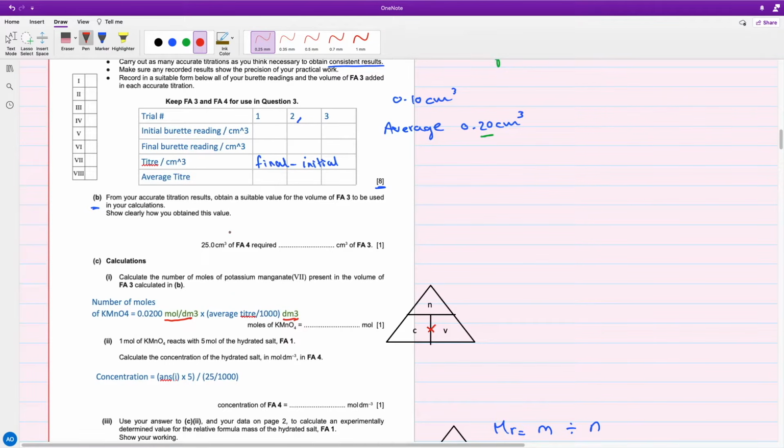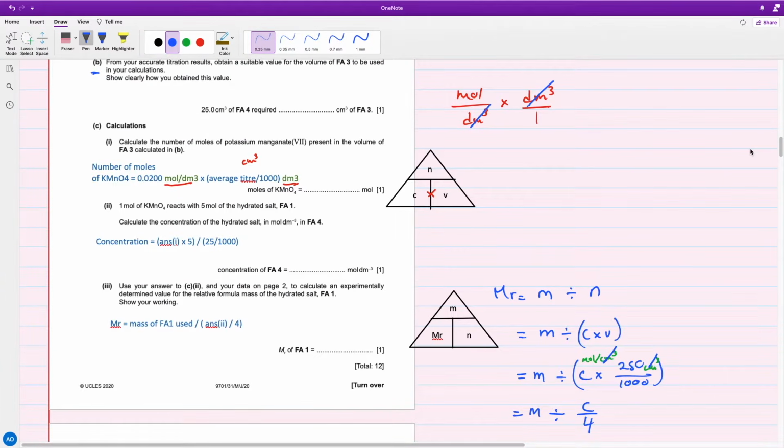So yeah, where are we? Yeah, so the titer that we got, but it's in centimeters cubed. So we divide by 1,000 to get decimeter cubed. And of course that cancels out. Moles per decimeter cubed times decimeter cubed over 1, basically. These two cancel out because anything divided by itself is just 1. So 2 divided by 2 is 1. Decimeter cubed divided by decimeter cubed is 1. So yeah, it cancels out and you're only left with mole. And that would give you your answer.